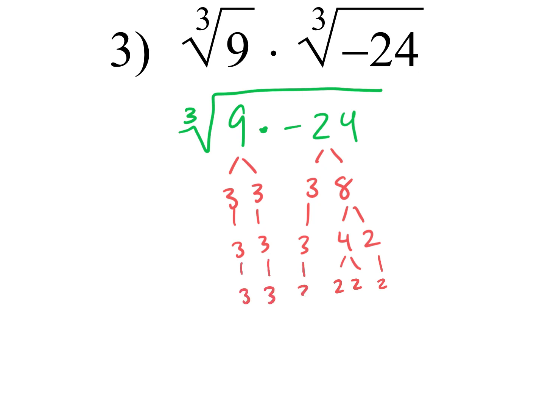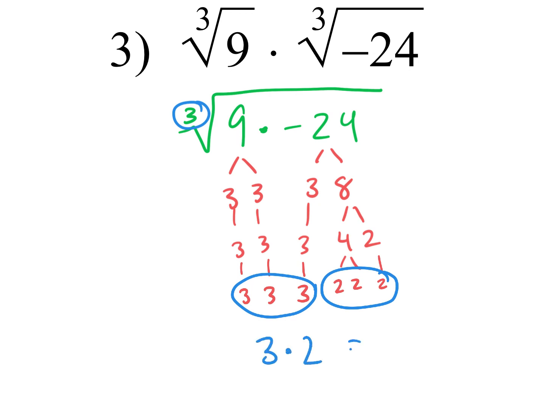So I'm circling how many of a kind here? 3 of a kind. So what do I circle? The 3's and the 2's. So what comes to the outside? 3 times 2, which is 6, but it was negative to start with. So what do you think my answer is? -6.